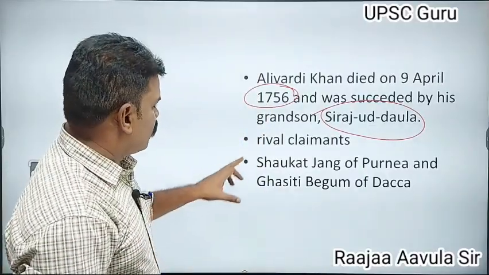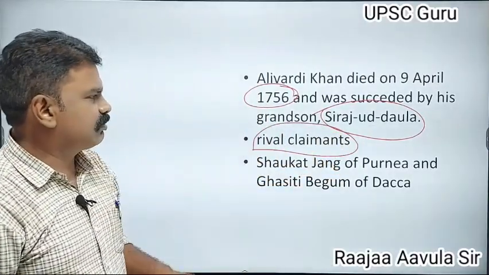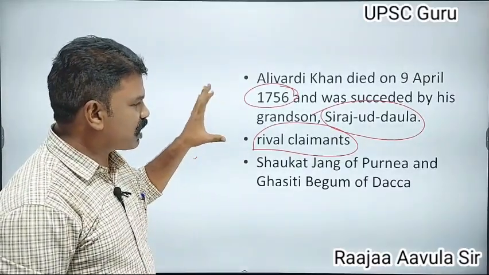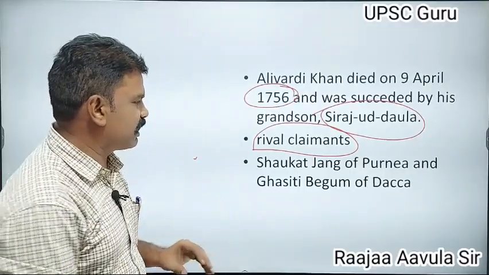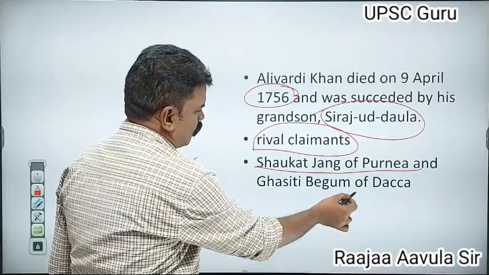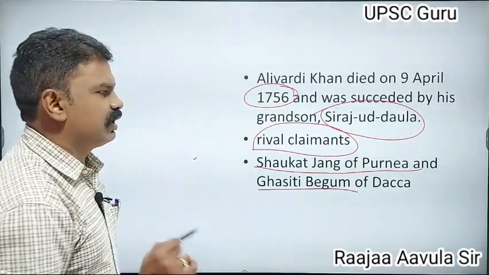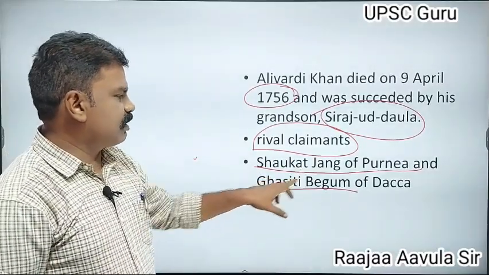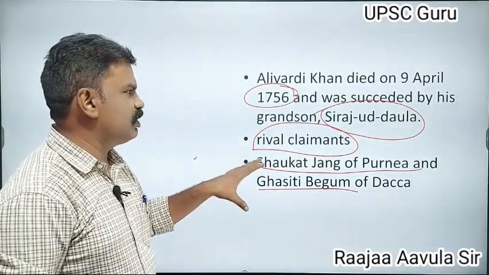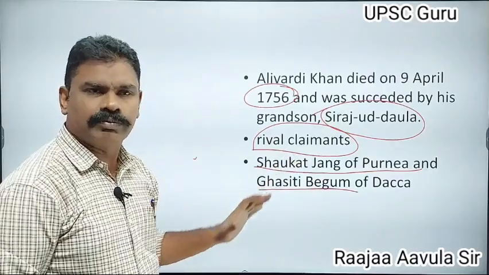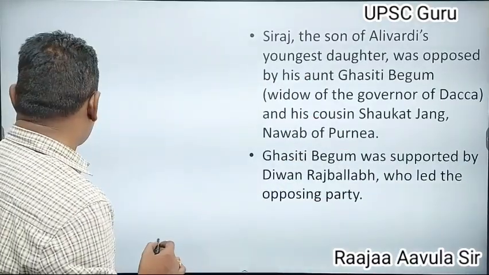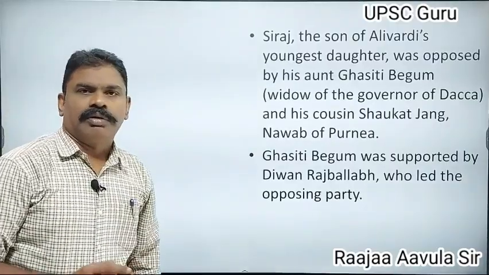Siraj-ud-Dawla's coming to the throne was not accepted by several people, that is Shaukat Jung of Purnea and Ghasiti Begum of Dhaka. These two were the rivals. They did not accept Siraj-ud-Dawla as Bengal Nawab. But whatever it may be, Siraj-ud-Dawla became Nawab of Bengal.